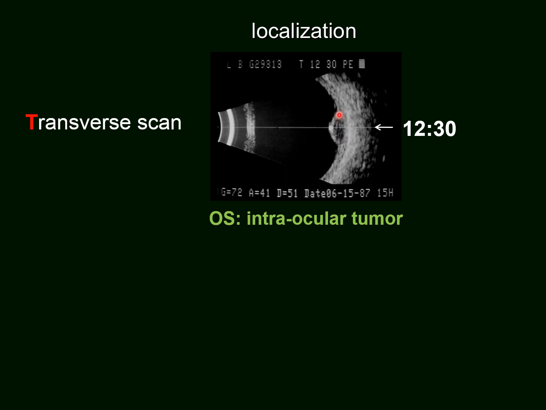Here we see an intraocular tumor in the 12:30 o'clock meridian. That's the meridian. And in the transverse scan, we lay the transverse scan across this meridian. Since this is a left eye, an odd number, this is the nasal side and this is the temporal side. Nasal about 10:30, temporal about 2:30.